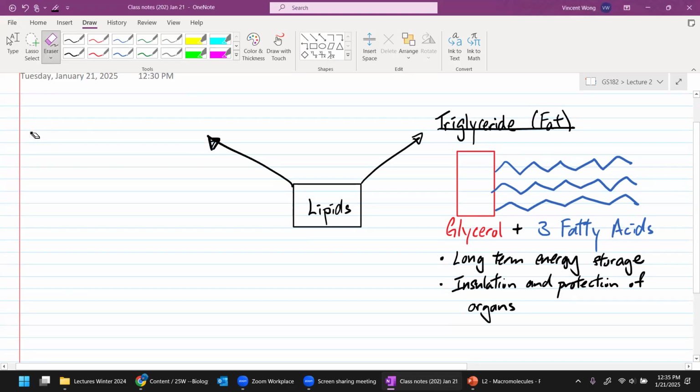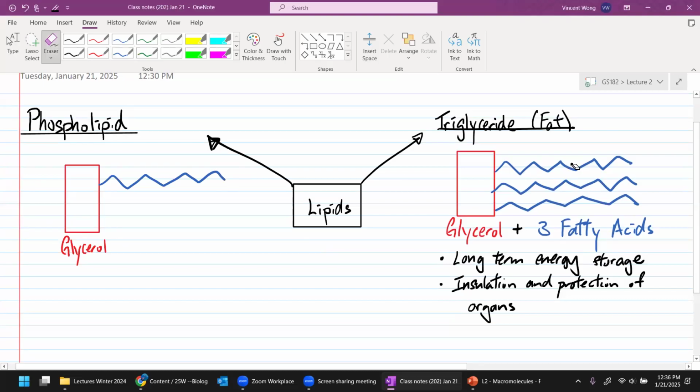All right, we have a second kind of lipid. It is called phospholipid. How do we build a phospholipid? We need this guy again. This is a glycerol. And this time, instead of having 3 of these zigzag, we only need 2 of them. So 2 fatty acids.